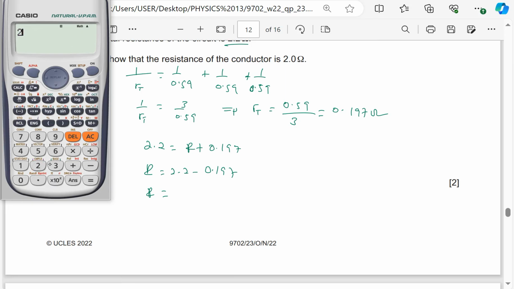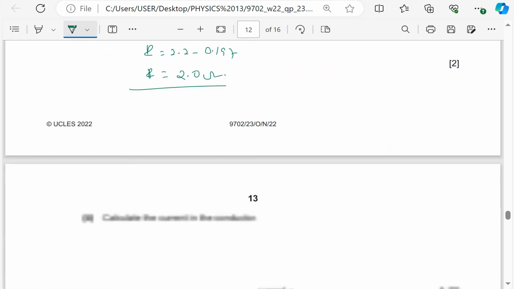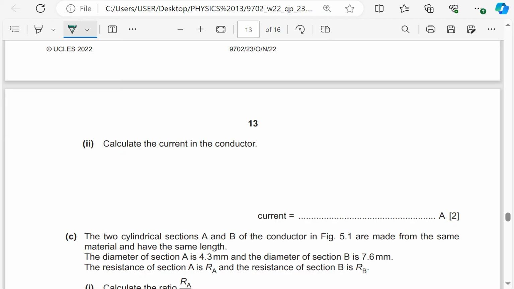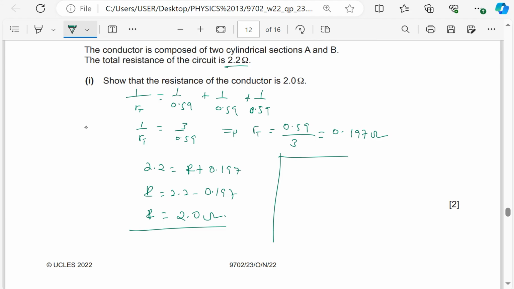So I said 2.2 minus 0.197. That is 2.0. So R is going to be 2.0 ohms as required. Then calculate the current in the conductor. Oh, by the way, I would also first find the total current in the conductor instead. I think this is also an easier method. I would find total current in the conductor.